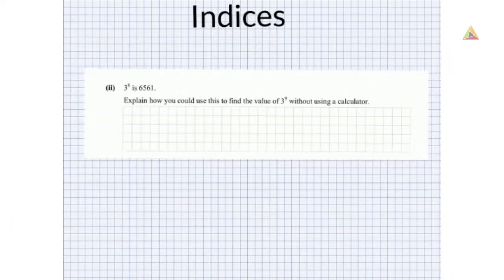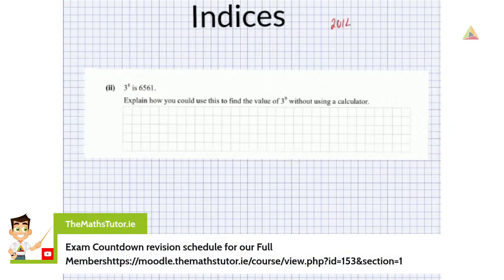So I've pulled one final question here, and this is from 2014. And it's also paper 1. So it's the tail end of a question. And this question says, 3 to the power of 8 is 6,561. So I'm just going to write that out. So we are told that 3 to the power of 8 is equal to 6,561. And what you were asked to do is to explain how you could use this to find the value of 3 to the power of 9 without using a calculator. So the key thing there is without using a calculator.